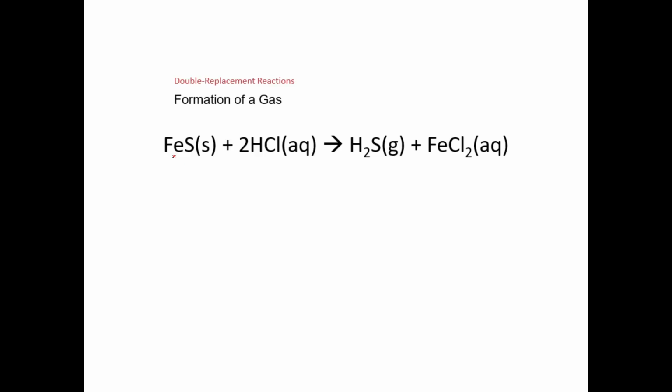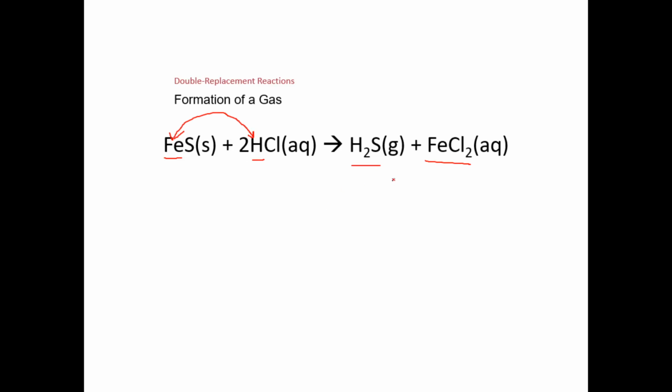So iron and hydrogen are switching spots. So iron started off with the sulfide, but then we switch and hydrogen ends up with the sulfide, and the product is hydrogen sulfide. Hydrogen was with the chloride, but they switch spots, and then iron ends up with the chloride. So we have new products being formed.